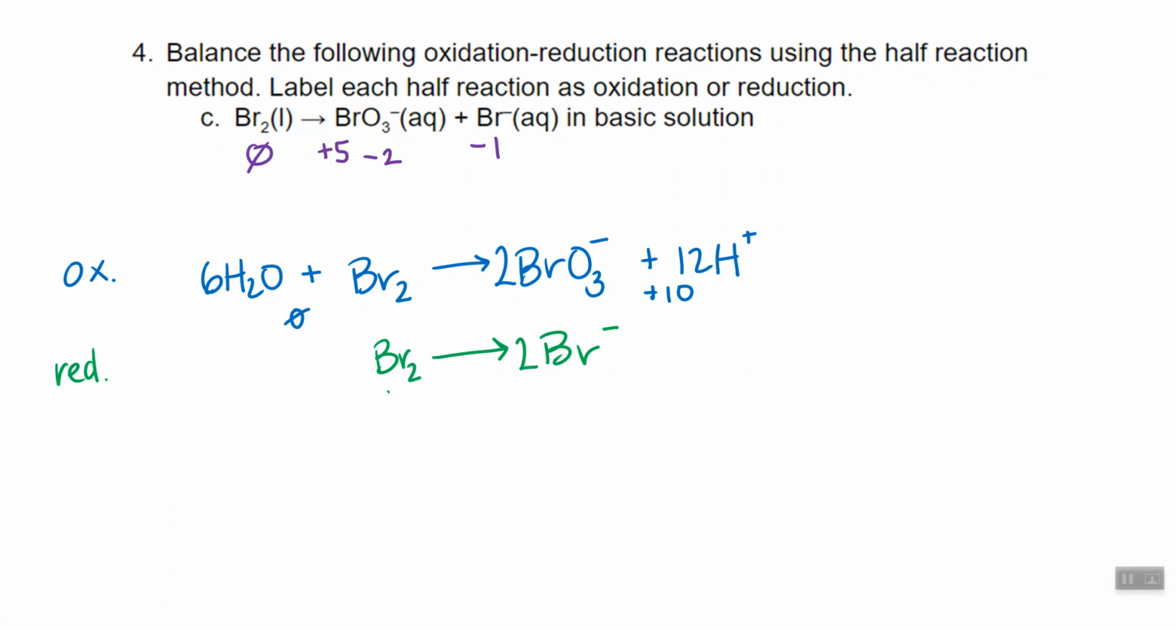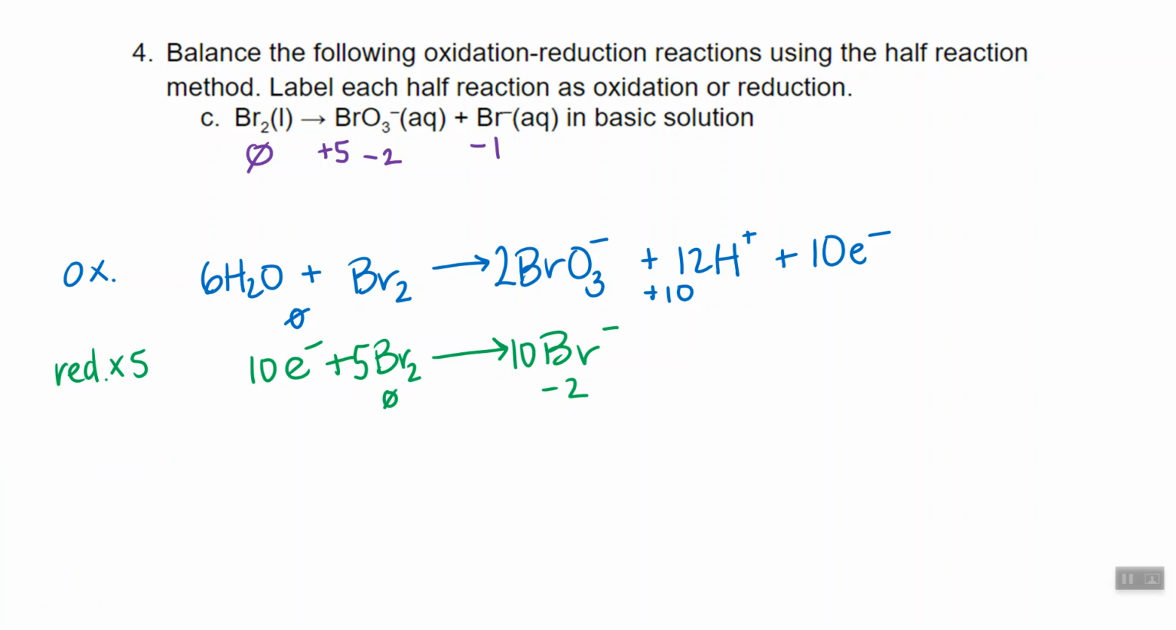And for my reduction, I've got 0 and -2. So to balance this out, I'm going to need 10 electrons on this side. And then I'm going to need 2 electrons on this side. So I want to make sure that the number of electrons produced and consumed is the same. So I'm going to take my bottom equation and multiply that by 5. So this 2 electrons becomes 10, this becomes 5, and this becomes 10.